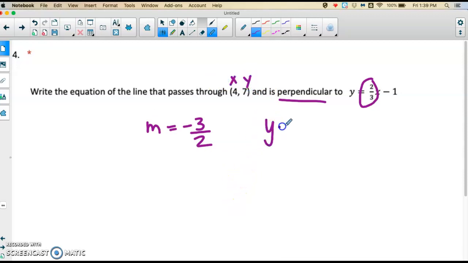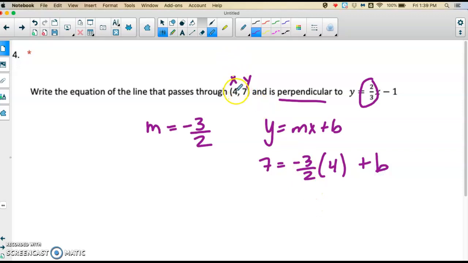So we're going to plug it into y equals mx plus b. So it looks like we're going to have 7 equals a negative 3/2 times 4 plus b. All I did was plug these in. I plugged 4 in for x, 7 in for y, and then negative 3/2 in for my m.